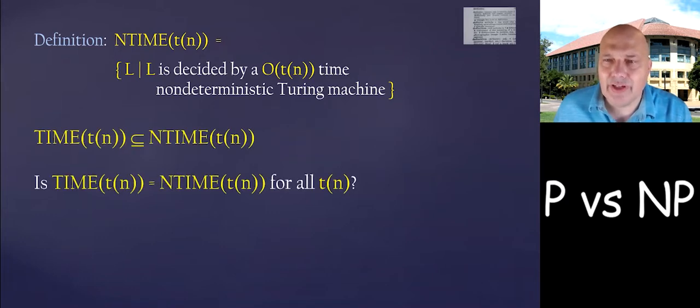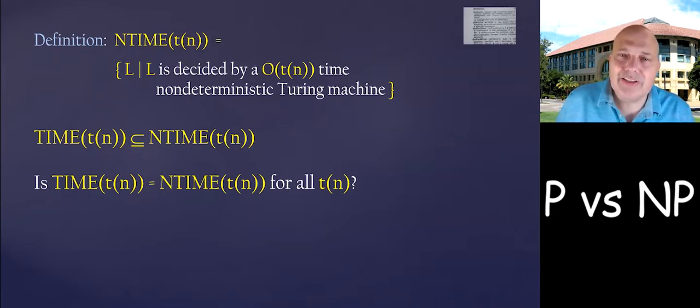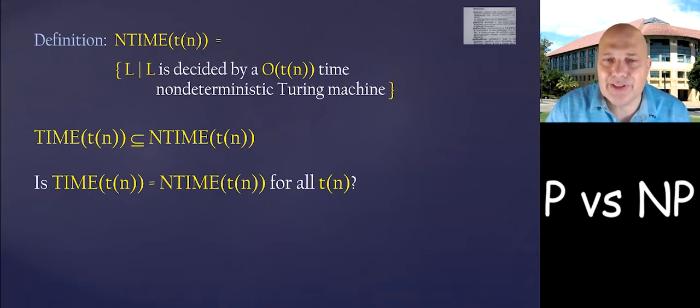Time T of n is naturally contained in non-deterministic time T of n. Why is that? Well, a deterministic Turing machine is a special case of a non-deterministic Turing machine. So if there is a deterministic Turing machine that decides in this time, then there is a non-deterministic Turing machine that decides in this time. It's just the same.